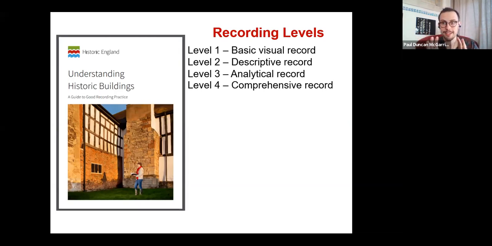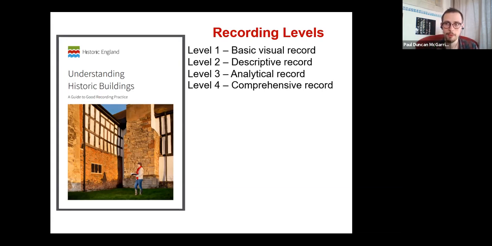So you can see that the difference there is it takes it up a notch of trying to understand not just what the phases are, but why the phases are. And the level four is essentially writing a book. Lots of descriptive stuff, lots of historical background, lots of context.